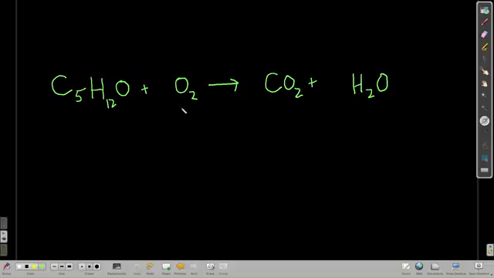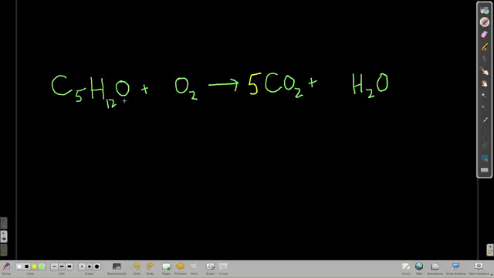So in this one here, this unbalanced equation, you see this oxygen by itself? That's an element that's not combined with any other elements. So we're going to leave that for last. Now, we're going to either start with carbon or hydrogen. Doesn't matter. So let's start with carbon. There are 5 carbons here. So I'm going to put a 5 in front of the carbon dioxide here, because I need to have the same number of carbons on both sides.